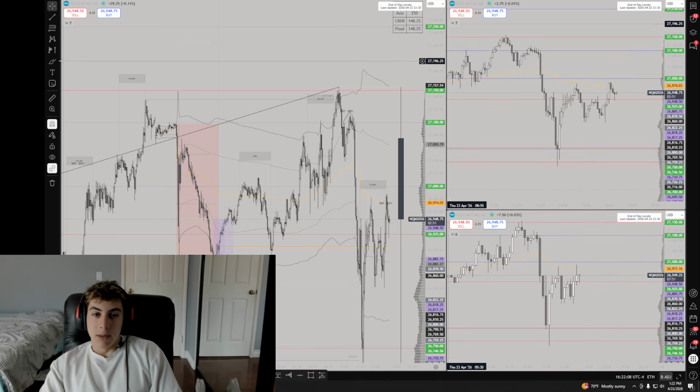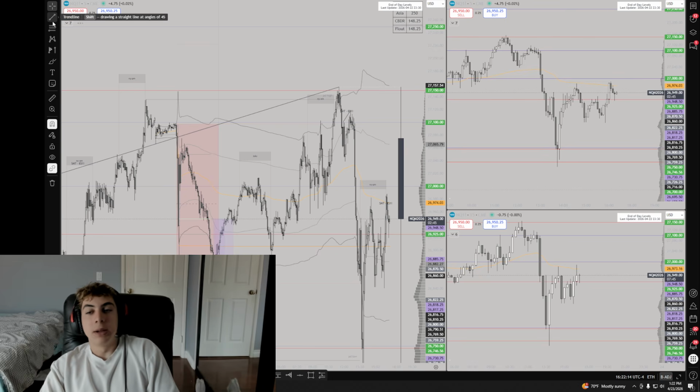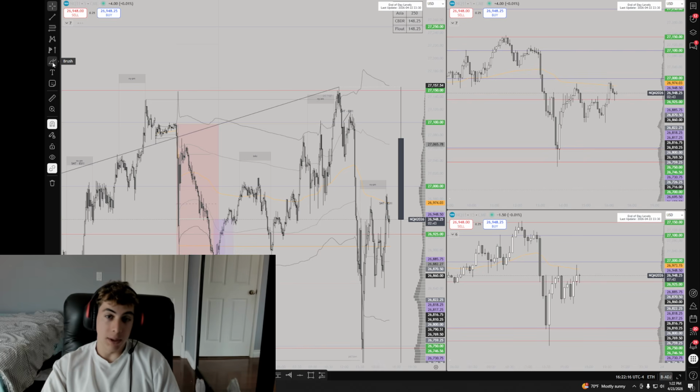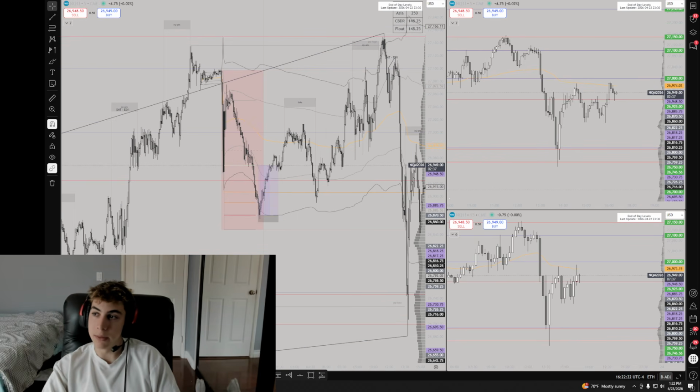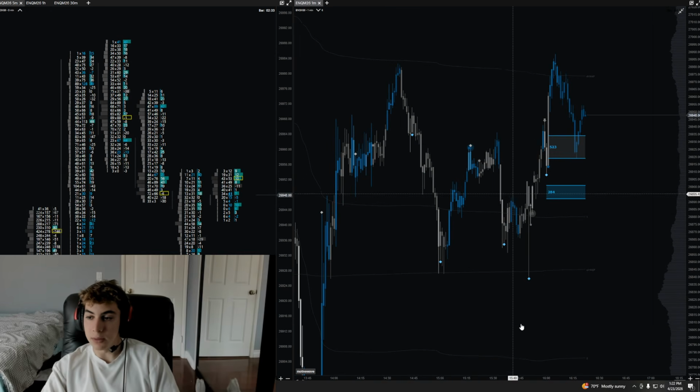And the second is going to be location. Where is the best location to find an entry? That's going to be below and above valley area, highs and lows. And the last thing is going to be confirmation, and our confirmation we're actually going to be able to see from our order flow software.